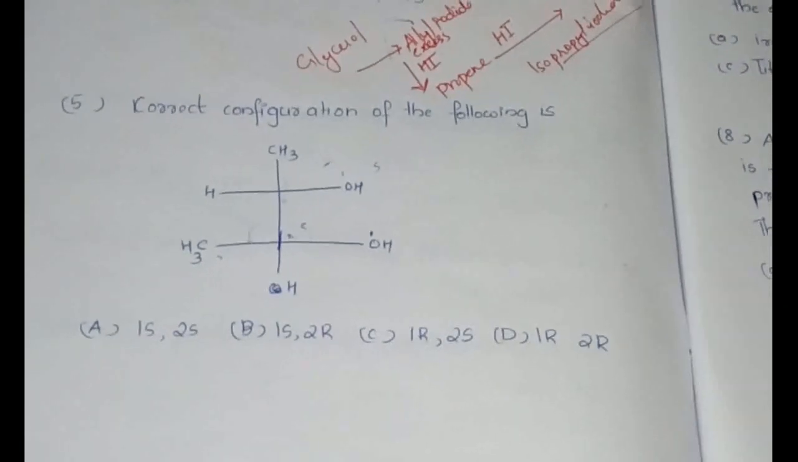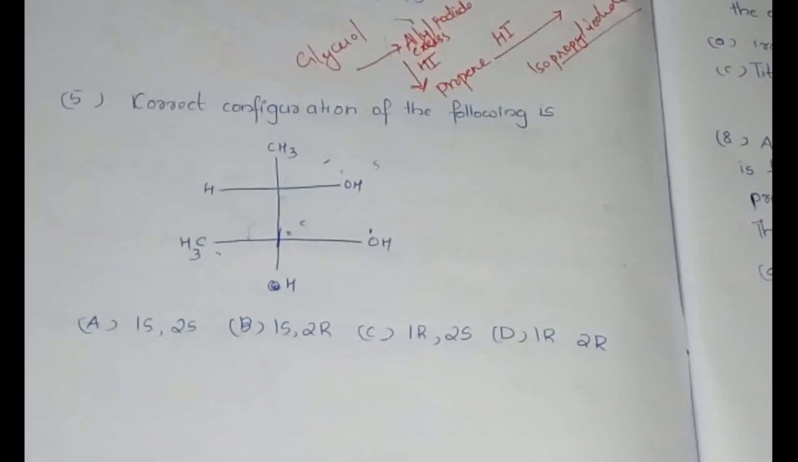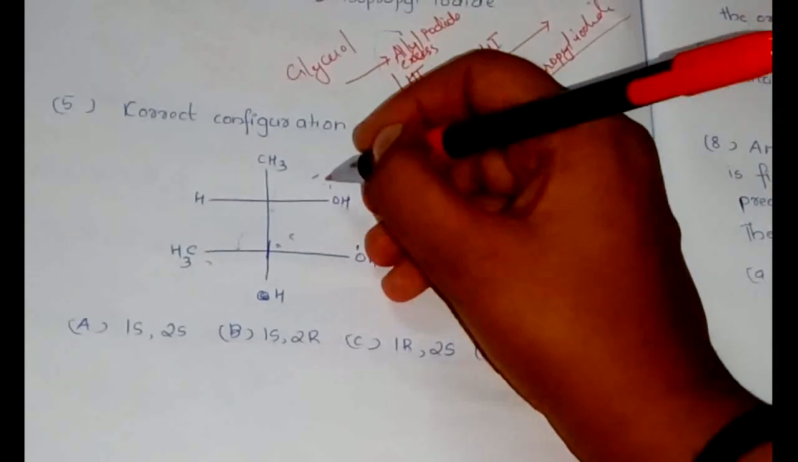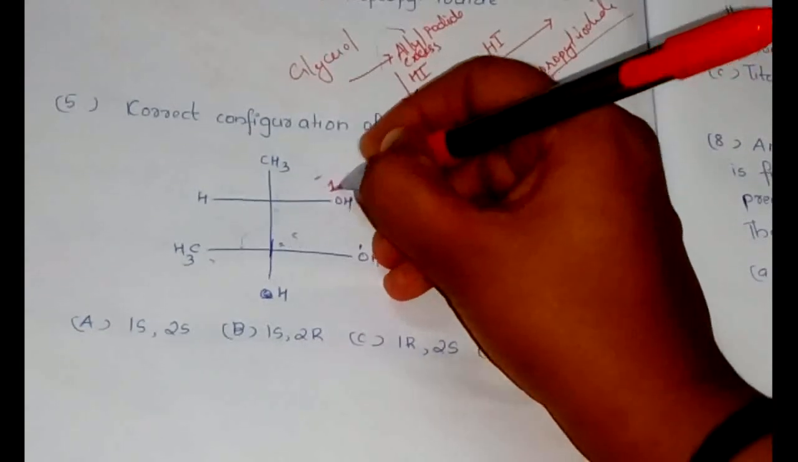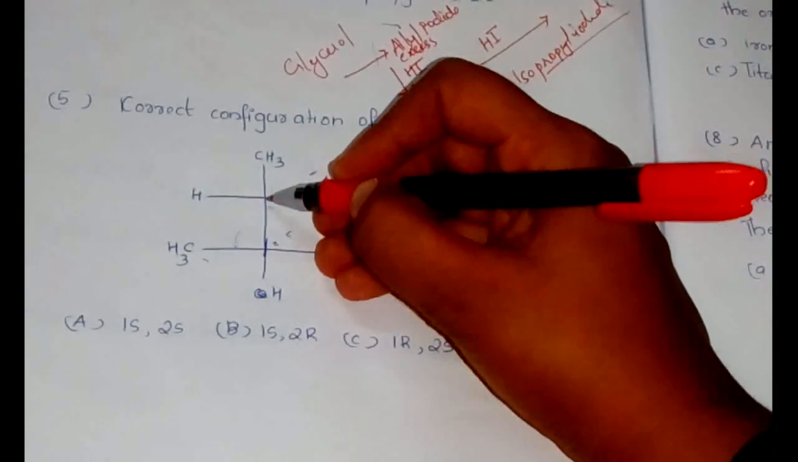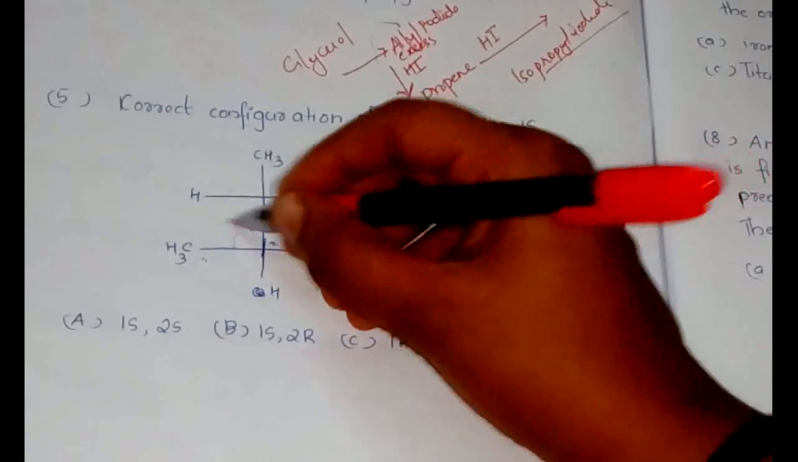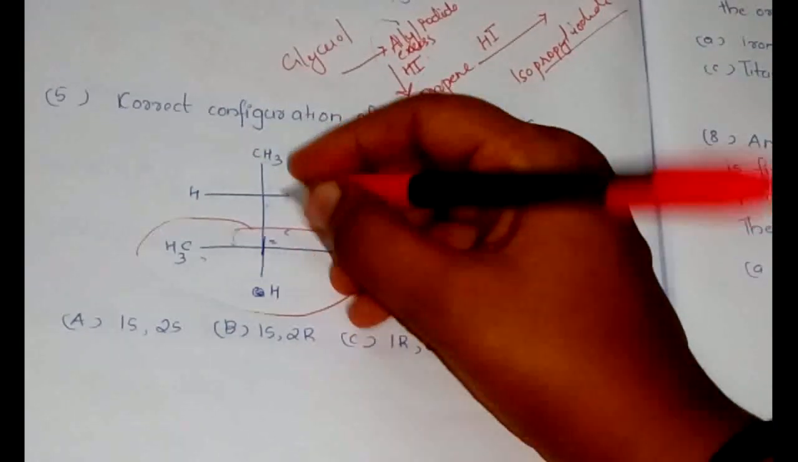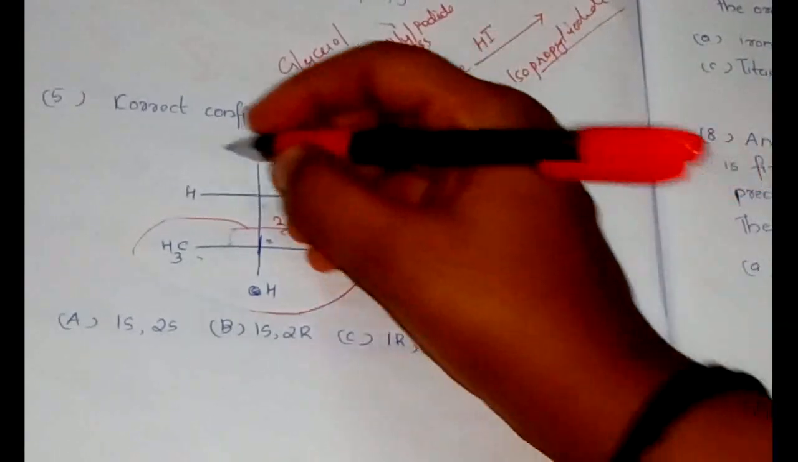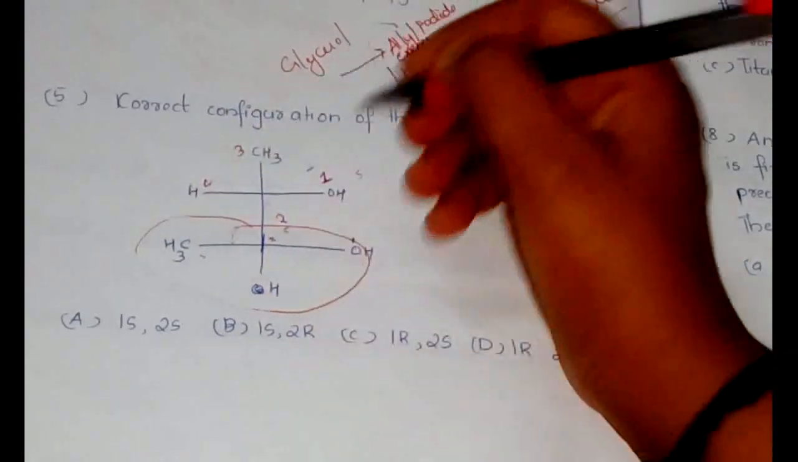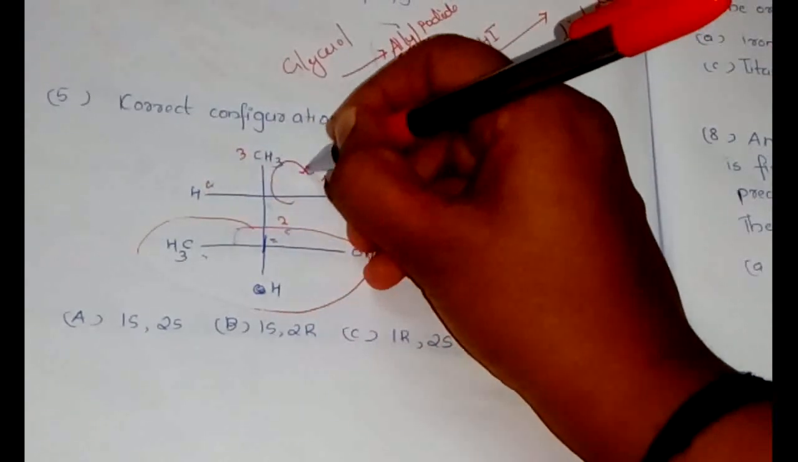Now the next question: the correct configuration of the following is. So let's see what would happen here. We should give the priority order for numbering. Oxygen comes first, then this carbon atom, then this whole group would be the next, so it would be 2, and then comes 3 and 4. So it goes like this, 1, 2, 3.